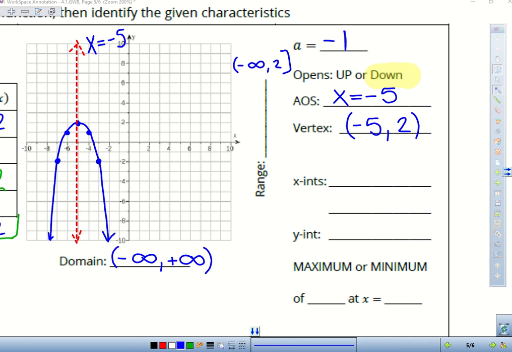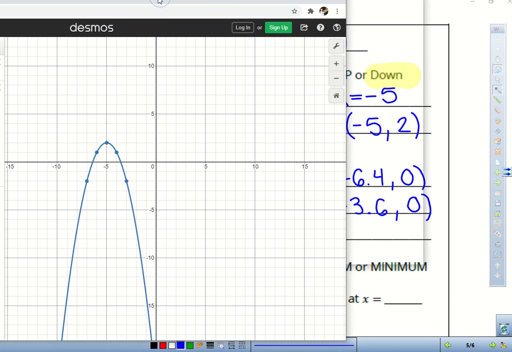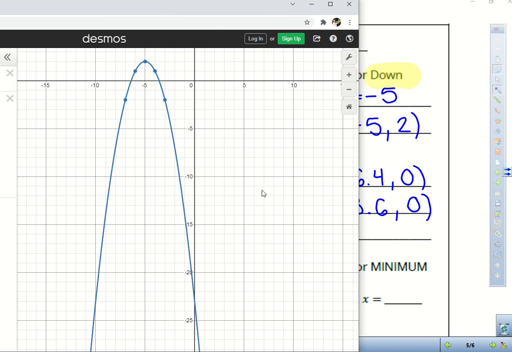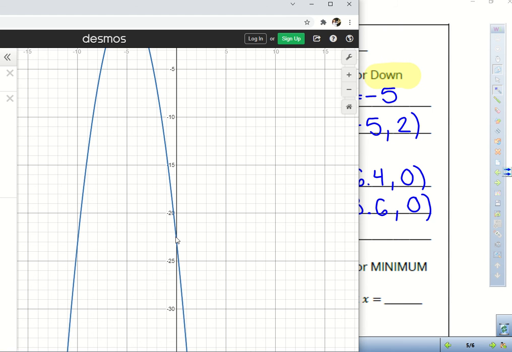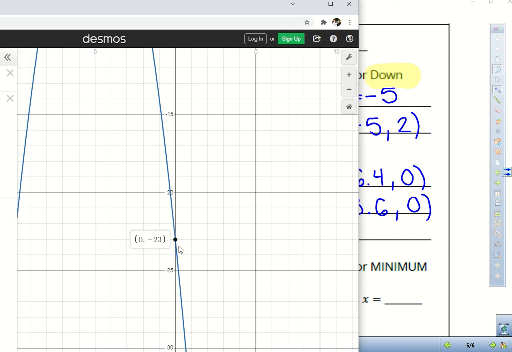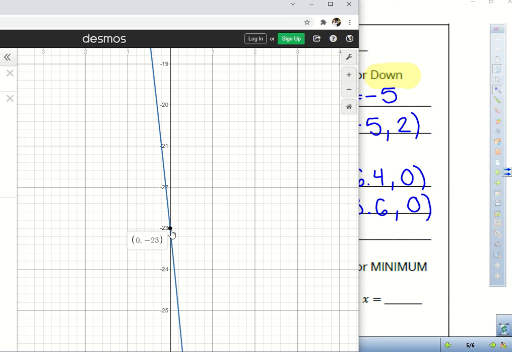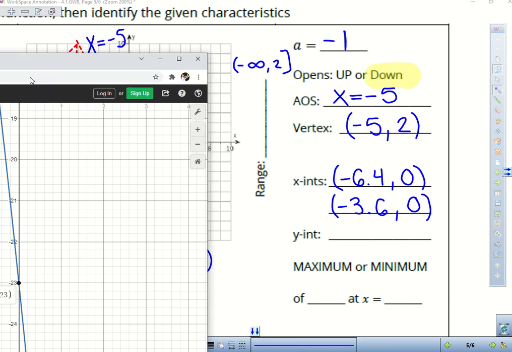So that's going to give me the x-intercepts at -6.4, comma 0, and -3.6, comma 0. And you can just round to the tenths place. That's fine with me. Now to find the y-intercept, the procedure is really similar. I zoom out on my graph a little bit, and I scroll down until I see I cross this axis right here, the y-axis. I click, and that gives me the point, which is at 0, comma -23.